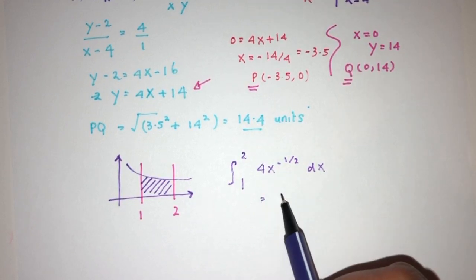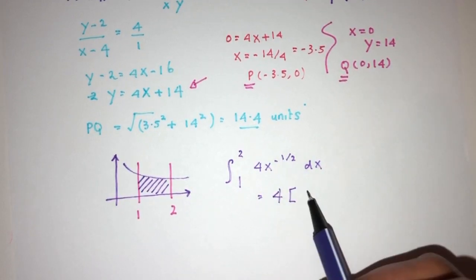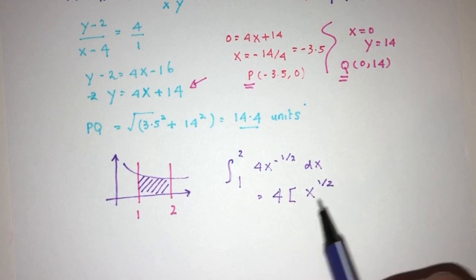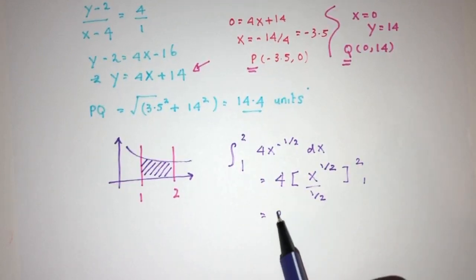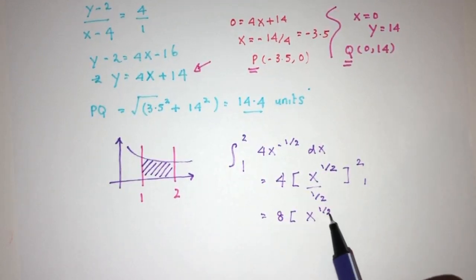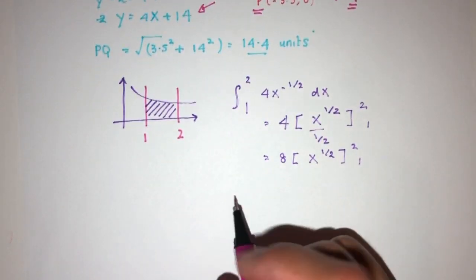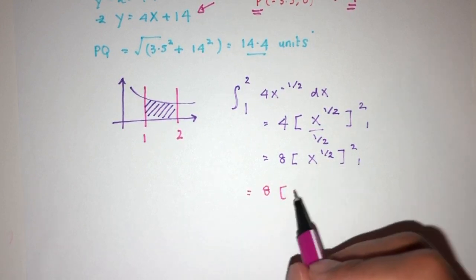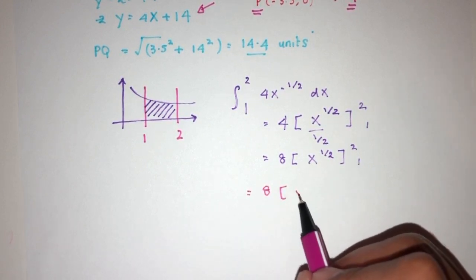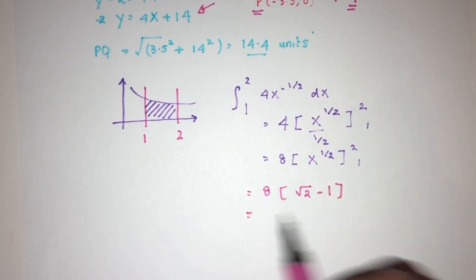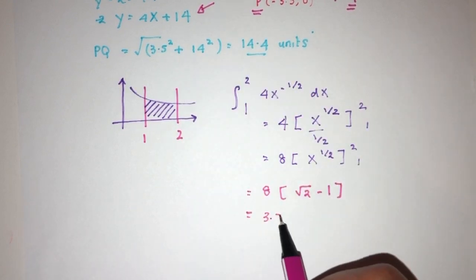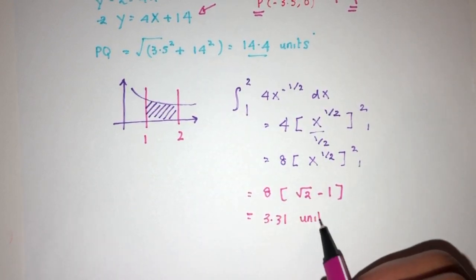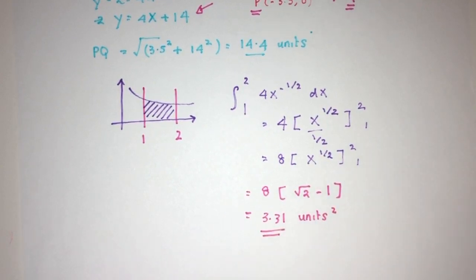Now 4 is only a multiple. We can leave this outside. And we first increase the power by 1. That will be half. Then divide by the power. Then the limits will be 2 and 1. And finally, there has to be 8x to the power half, from 1 to 2. Right. Now let's move on. So here we have 8 outside, and here we have 2 to the power half, which is root 2, minus 1. Let's see what that gives me. So root 2 minus 1 times 8, that should be 3.31 units squared, correct to 3 significant figures. Again, let's check.